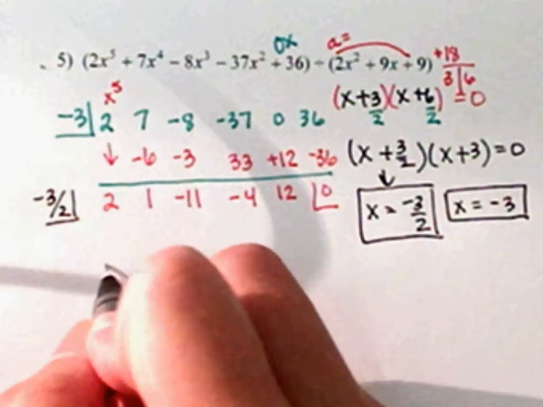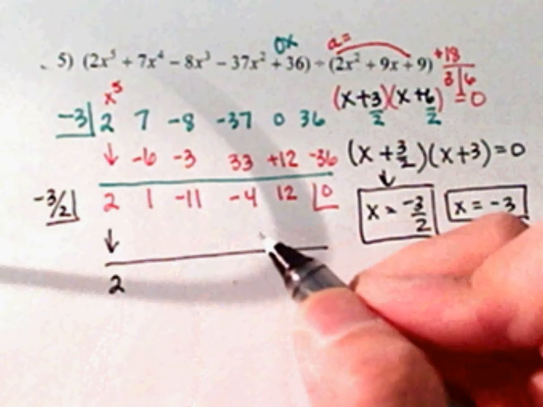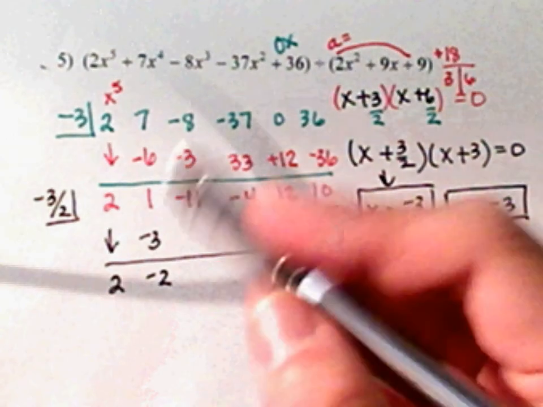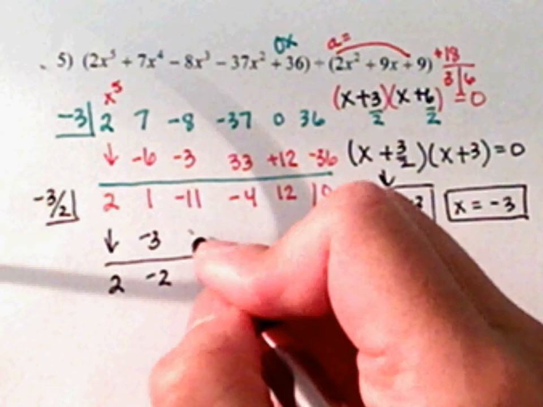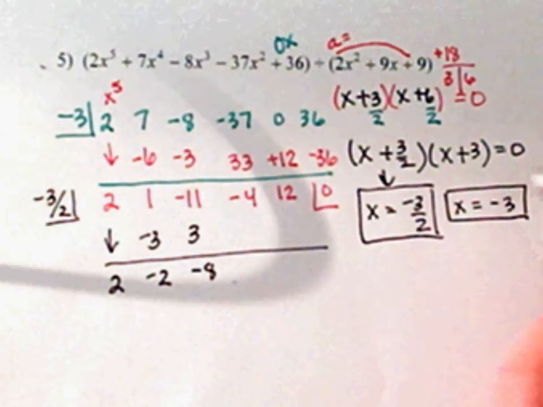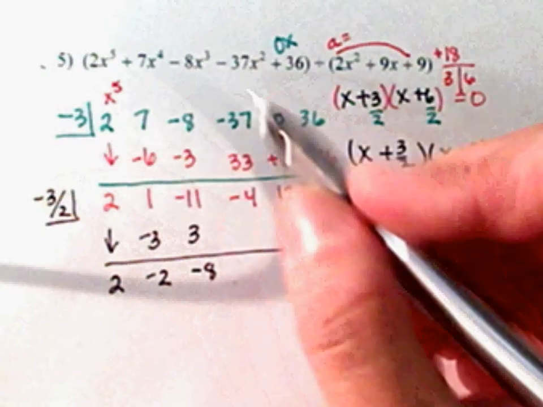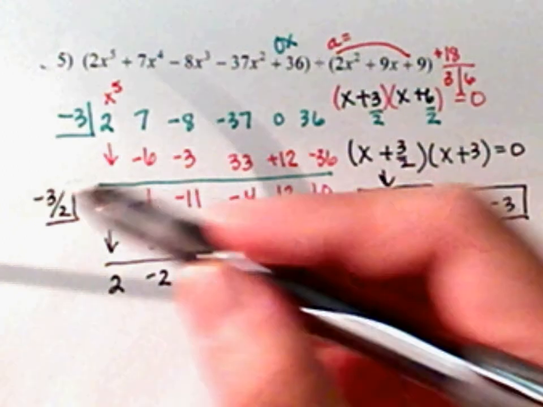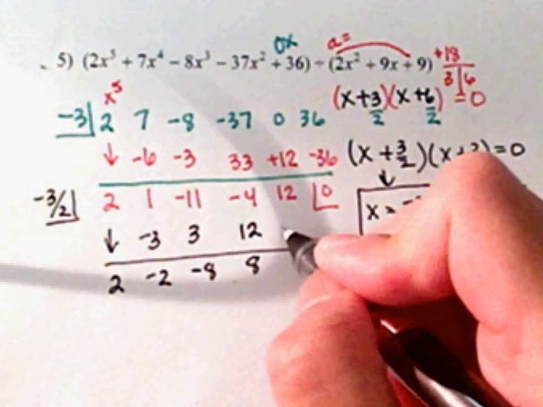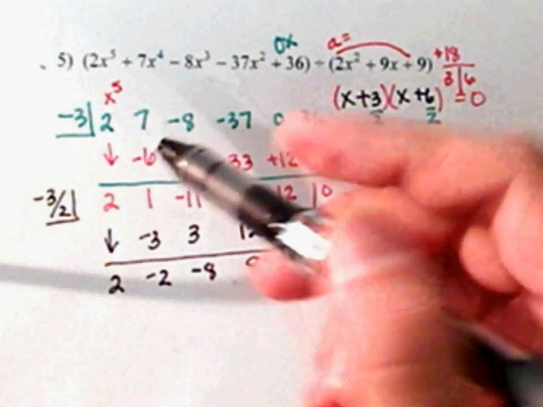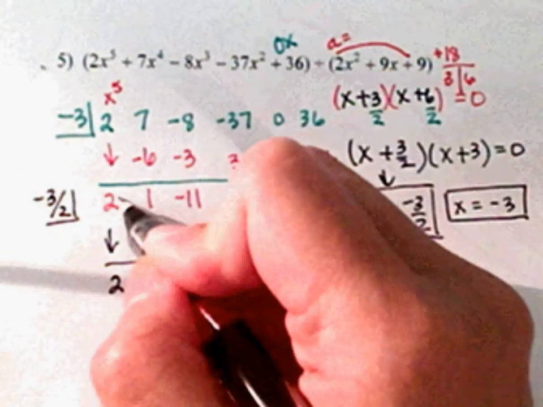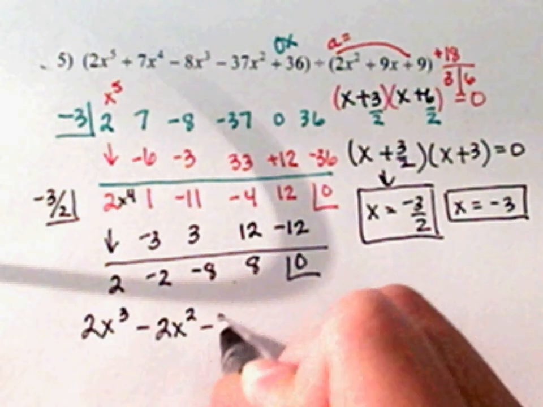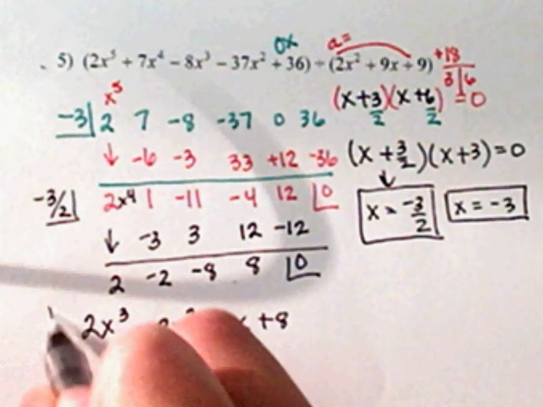Continue with your math. Bring down your 2. 2 times negative 3 over 2 is negative 3. That leaves you negative 2. Negative 2 times 3 over 2 is positive 3. That leaves you negative 8. Negative 8 times negative 3 over 2 is positive 12. That leaves you 8. 8 times negative 3 over 2 leaves you negative 12, and that leaves you a 0. X to the 5th, x to the 4th. So here you have 2x to the 3rd minus 2x squared minus 8x plus x. Nothing left over. And there you have your solution.